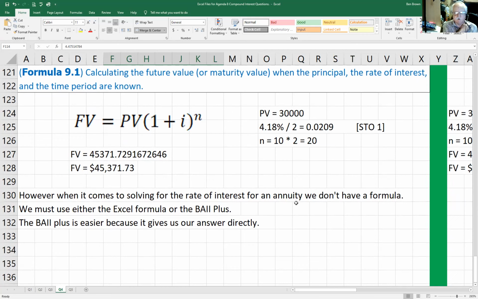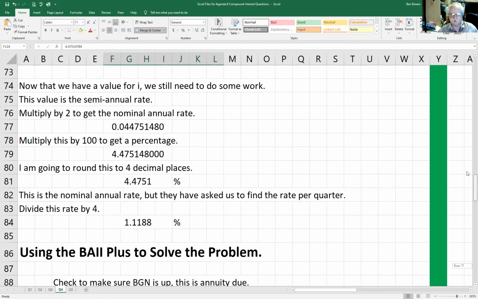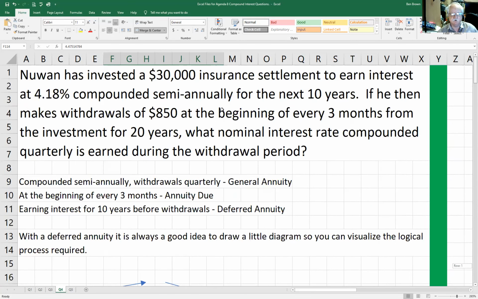And I strongly recommend the BA2 Plus because, as you can see, it actually gives you the answer you want, not an answer that makes no sense and that you spend half an hour trying to figure out. And the next question, I think, is very similar to this. Let's take a look.